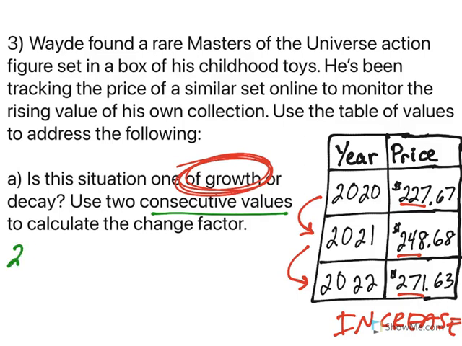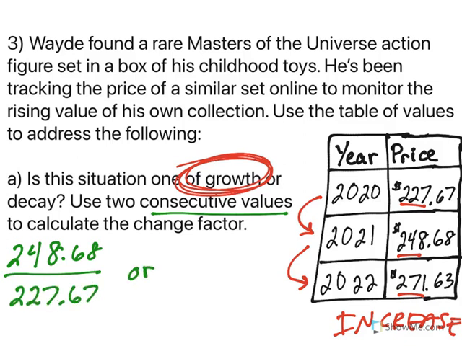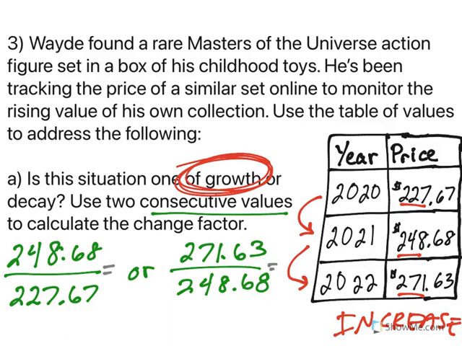So that means we would use 248.68 over the previous year, 227.67, or we could use 271.63 over 248.68. Either way, it does not matter. When you divide both of those, you will get a value of 1.09. So our change factor is 1.09. Makes sense that it's above 1 because this is exponential growth.